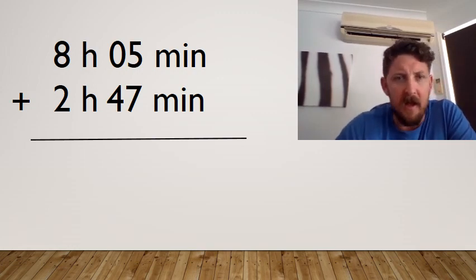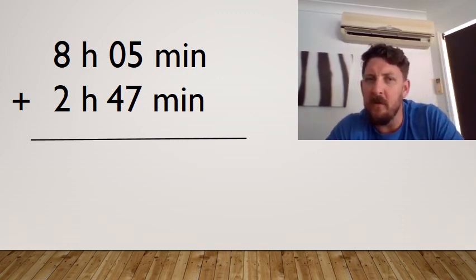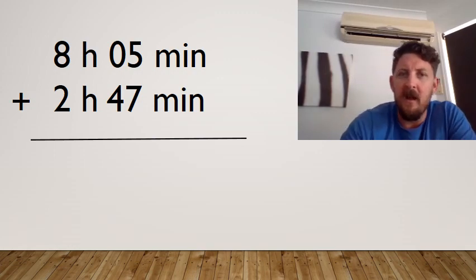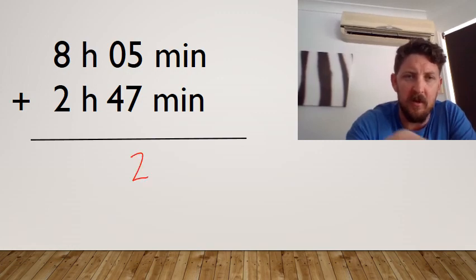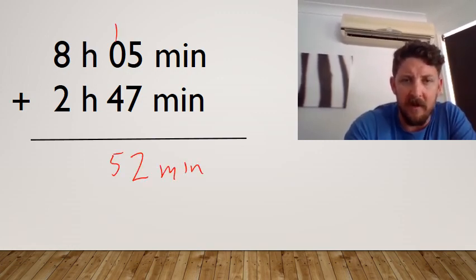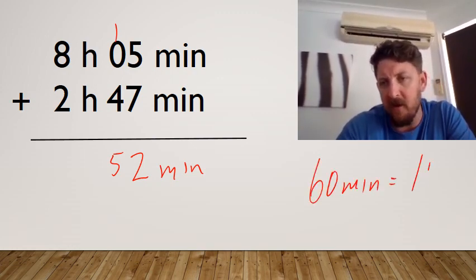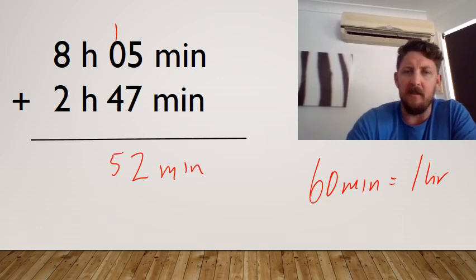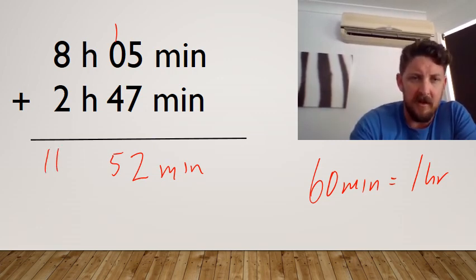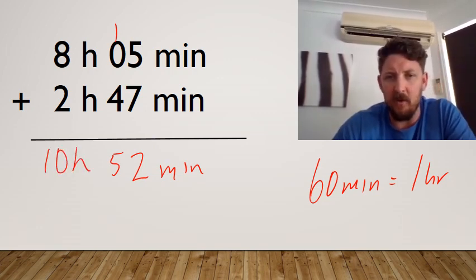Okay, hopefully you've done okay with that one, gentlemen. I'm not sure if you would have seen, but there was no regrouping in this. So if we look in the minutes house, we say 5 plus 7 is 2. 4 plus 1 is 5. So we've got 52 minutes. Now straight away we know 60 minutes you have to convert to 1 hour. We don't have 60 minutes, so it's okay. 8 plus 2 is 10. So we've got 10 hours and 52 minutes.